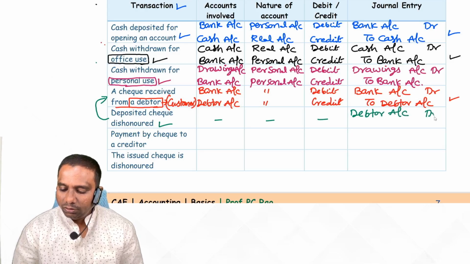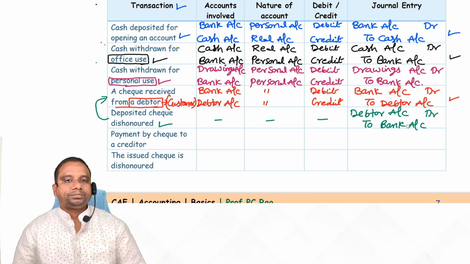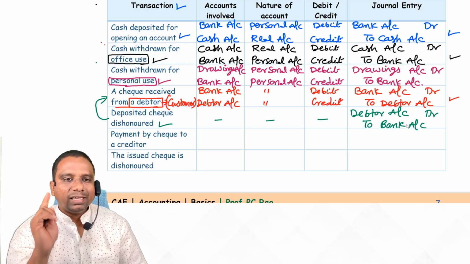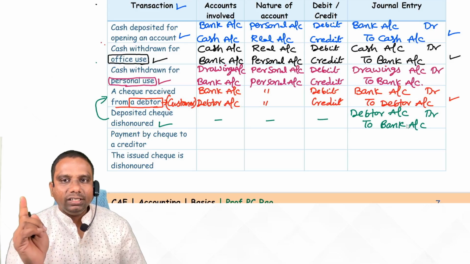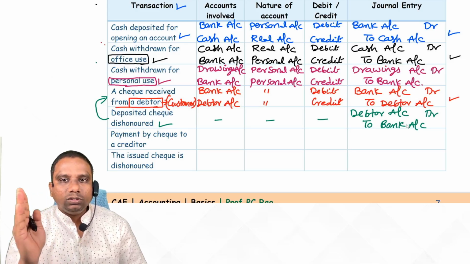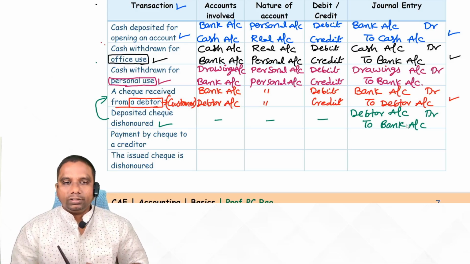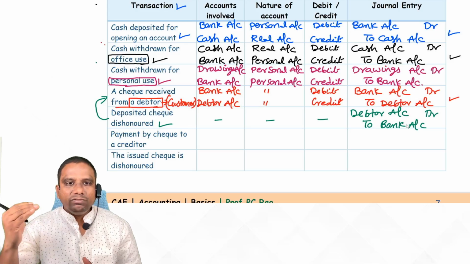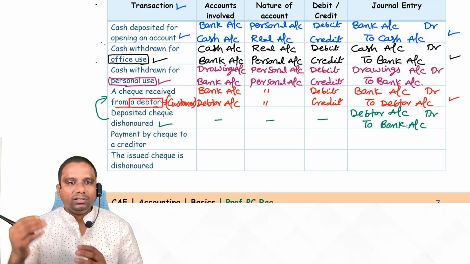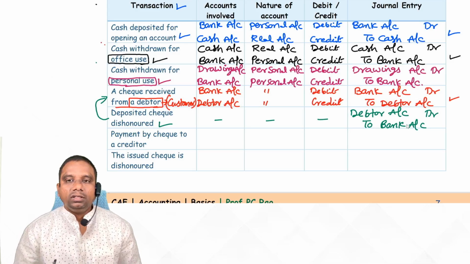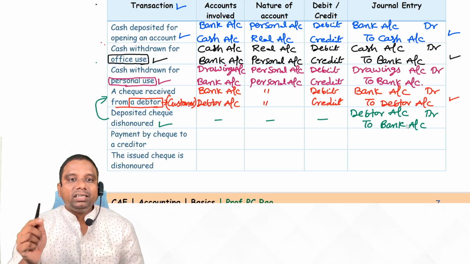Debtor account debit to bank account. That's it. Earlier, at the time of deposit of the check, what entry did we record? Bank account debit to debtor account. Now the same check has been dishonored. That's why whatever entry we previously wrote becomes reversed now. Indirectly, we are cancelling that entry.